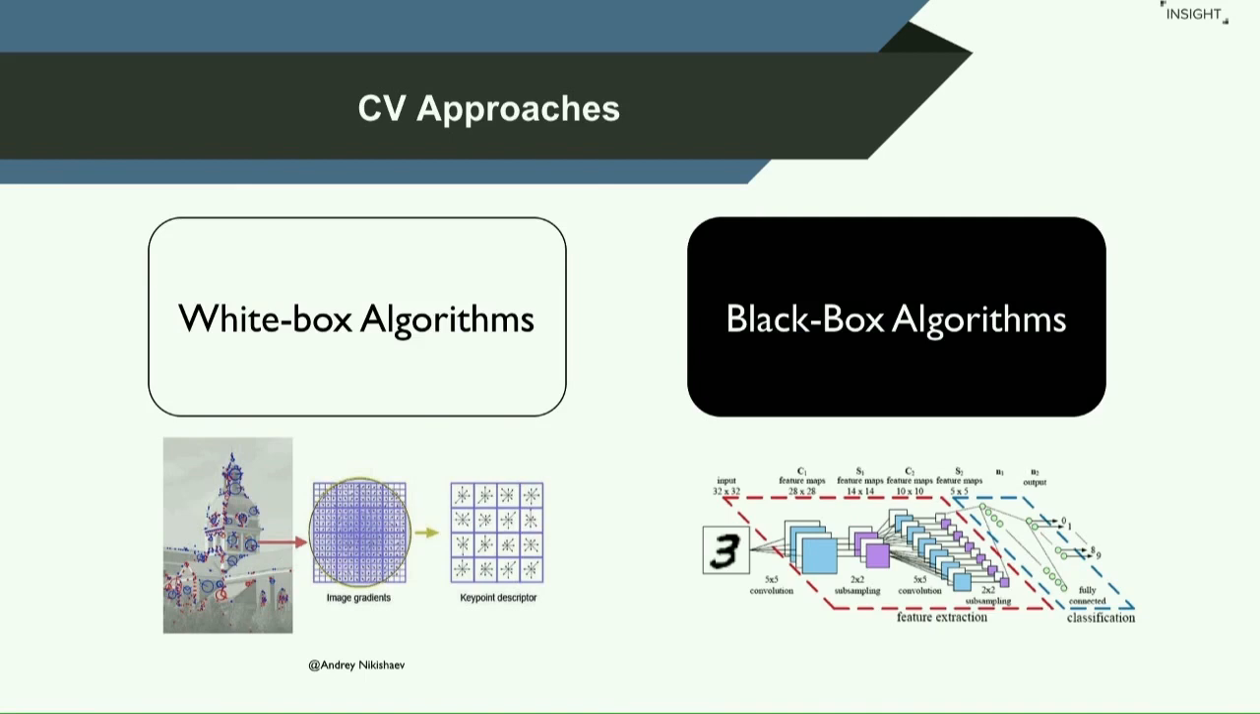Can I see some hands of who's used white box algorithms for computer vision in the past, like OpenCV and different things? Cool. And how many of you here are familiar with using different deep learning techniques for doing image processing and computer vision? Neat.